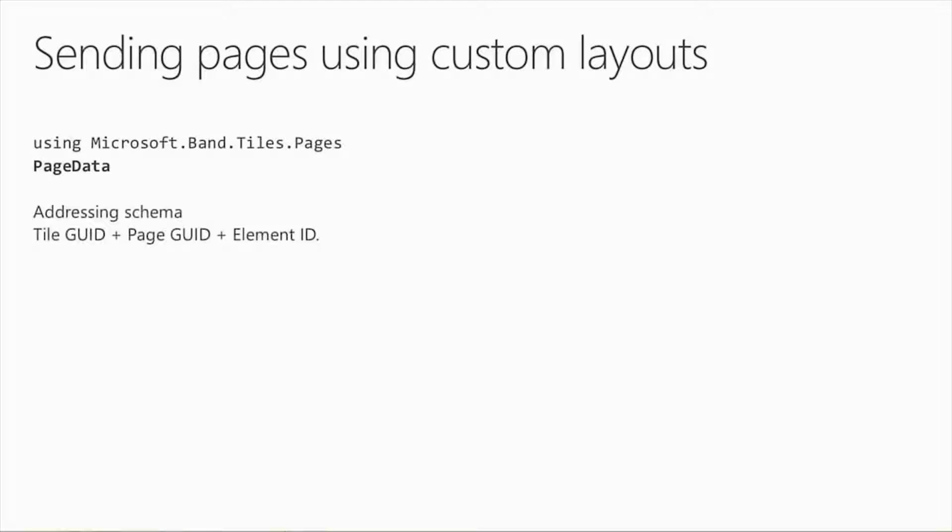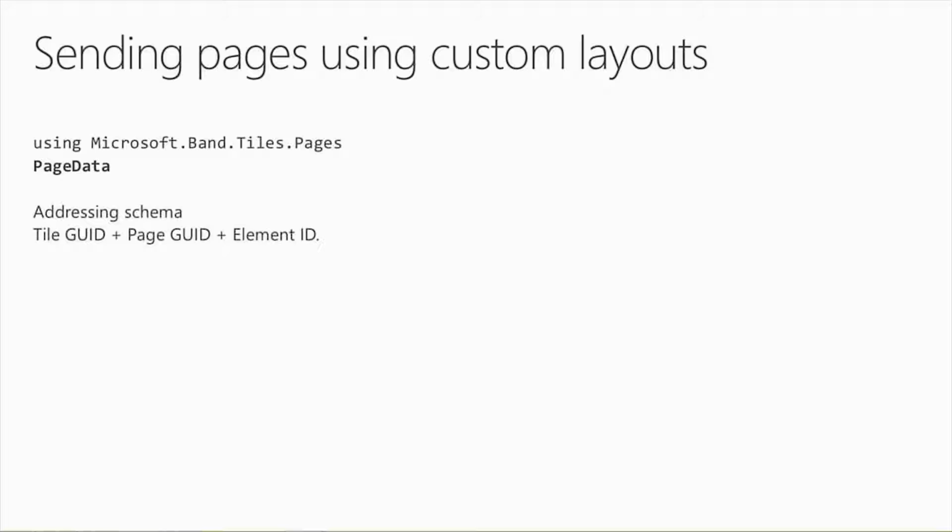So once you've defined a layout, you can use one of those layouts to send a page to the Microsoft Band. The title and body style messages is one kind of page. Now using the layouts, you can send a new kind of page. What are these pages and how do you send them? It's a simple addressing schema. You have your tile which has an ID. Inside of those tiles, you have 8 pages, and you can define the ID of those pages. And within each of those pages, you have elements that you just defined in your custom layouts. Those have their own identifiers for each one of those elements.